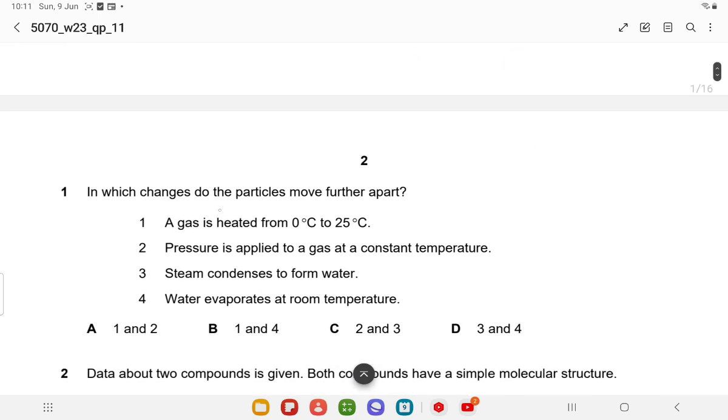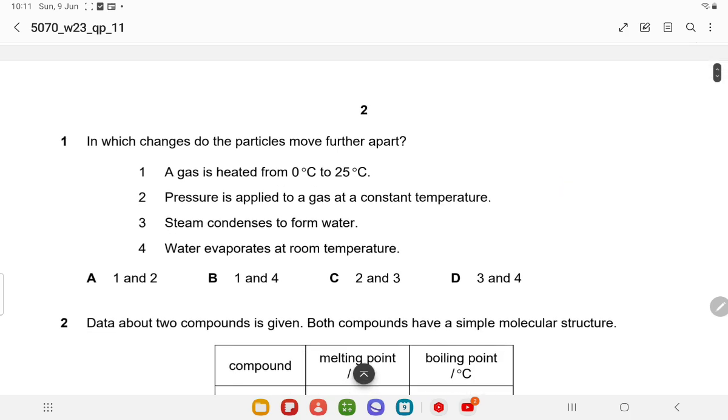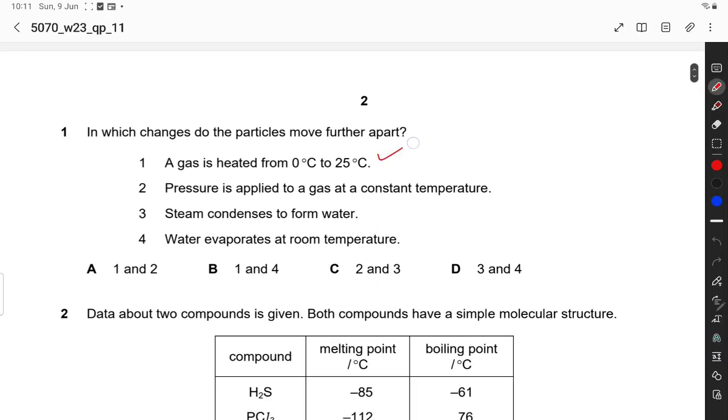Question number 1: in which changes do the particles move further apart? You know that in the solid state particles are closely packed, and in the liquid state there is little space between the particles. So in the gaseous state particles move further apart. A gas is heated from 0 degrees centigrade to 25 degrees centigrade. Yes, this is correct because it is a gas and its small particles move further apart.